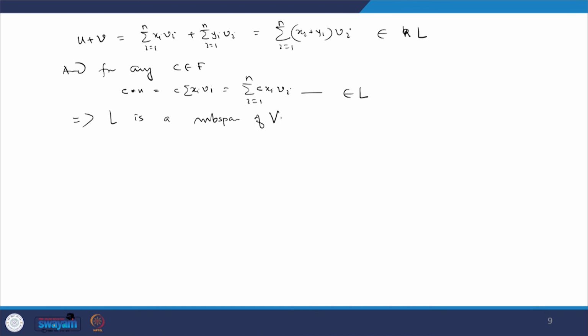of V. So the collection of all possible linear combinations of the vectors of W is a subspace of the corresponding vector space.